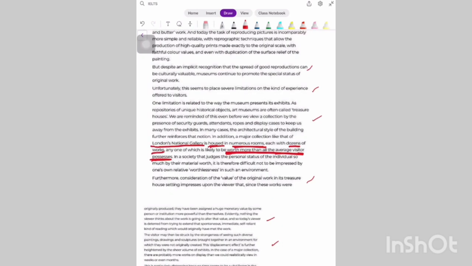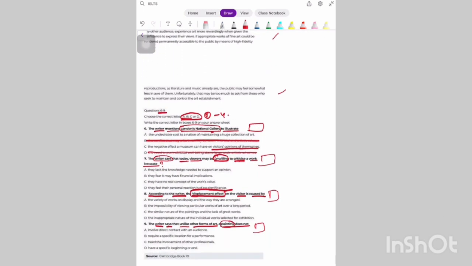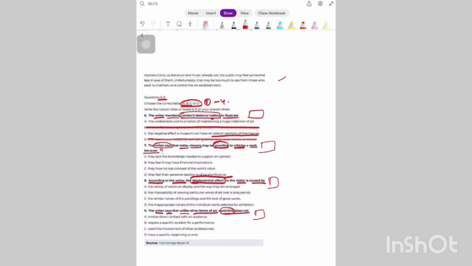One limitation is related to the way a museum presents its exhibits. As repositories of unique historical objects, art museums are often called treasure houses. We are reminded of this by the presence of security guards, attendants, ropes, and displays keeping us away from exhibits. Okay, in a society that judges the personal status of the individual so much by their material worth, it is therefore difficult not to be impressed by one's own relative worthlessness in such an environment. So when I read the next line, it is pretty clear to me that they're talking about the negative effect a museum can have on visitors' opinion of themselves. My answer is C. Right?